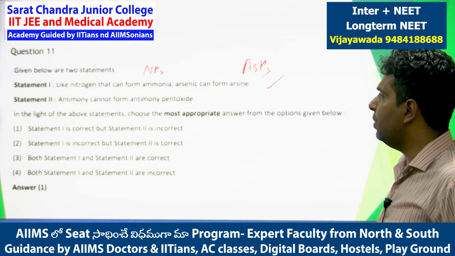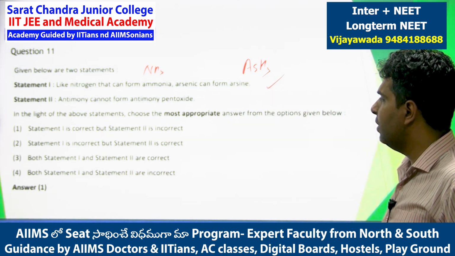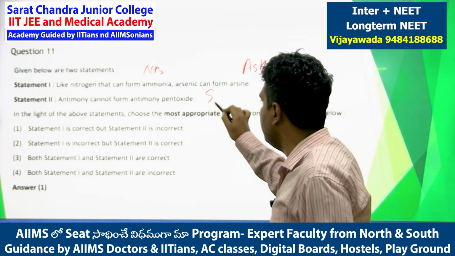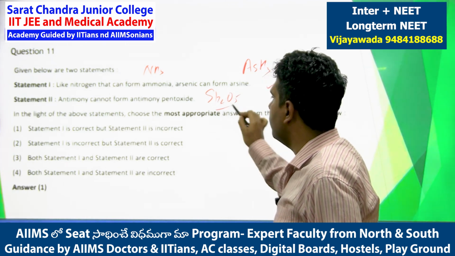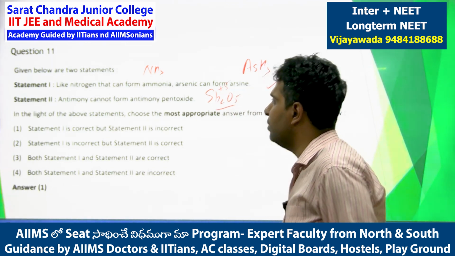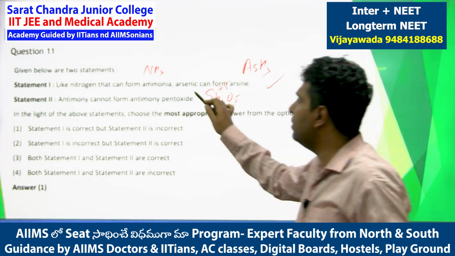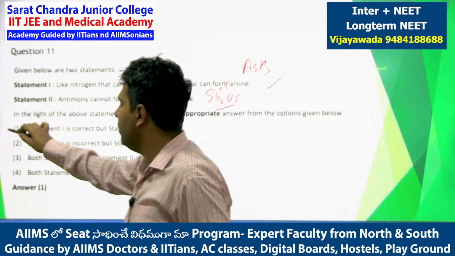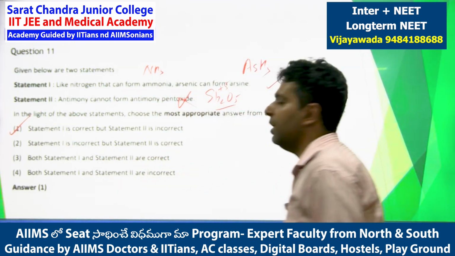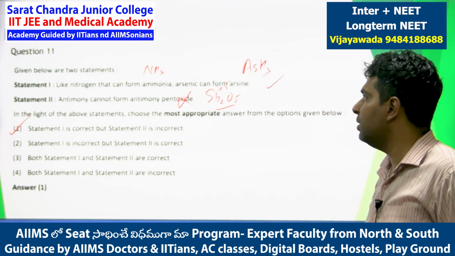Statement 2: antimony cannot form antimony pentoxide, that is Sb2O5. But Sb can show +5 oxidation state. So antimony can form antimony pentoxide. So statement 2 is incorrect. So answer will be the first option. Statement 1 is correct and statement 2 is incorrect.